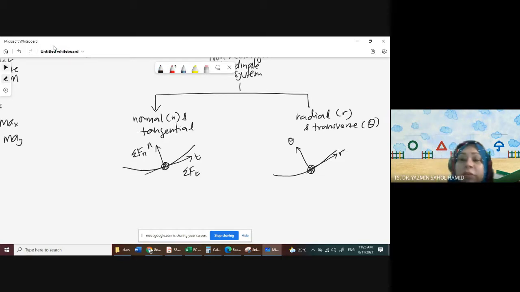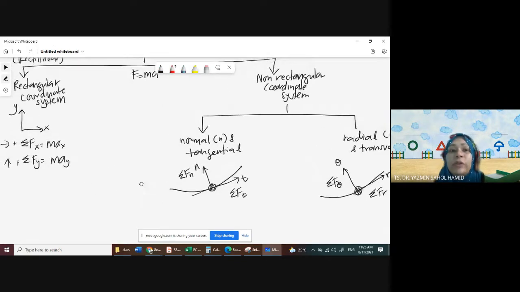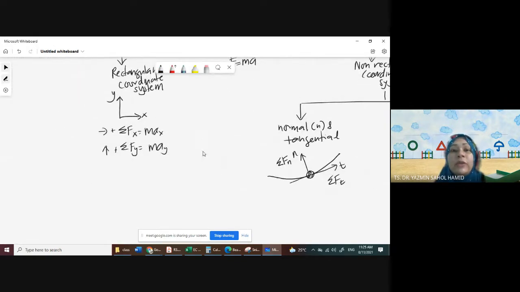So it will be the same. Summation of forces Fr and summation of forces F theta. Okay, but for today's class, we're going to focus on the rectangular coordinate system.